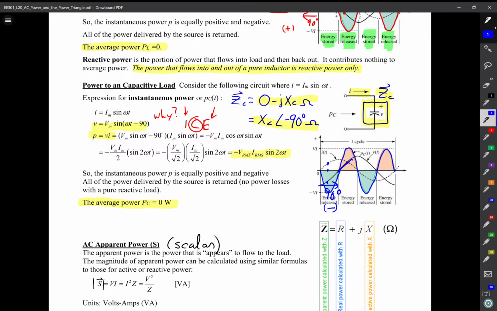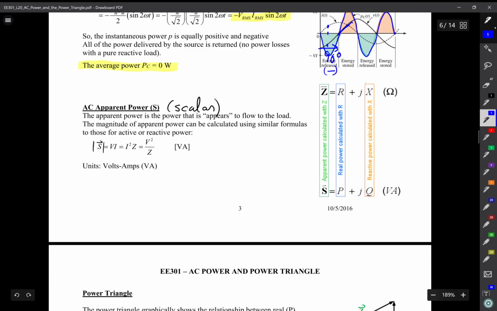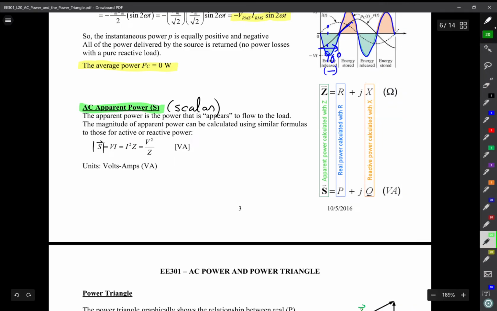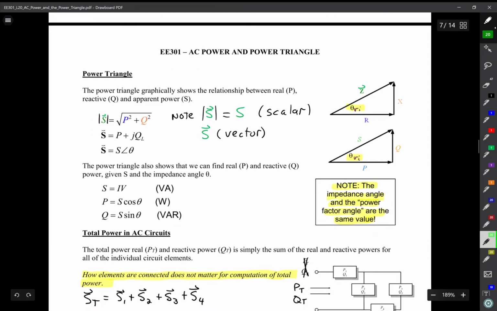Okay, so all that being said, let's move on and talk about apparent power. Apparent power shows up again as the magnitude of the complex power, which is equal to the magnitude of the voltage times the magnitude of the current. Okay, now let's put it all together.